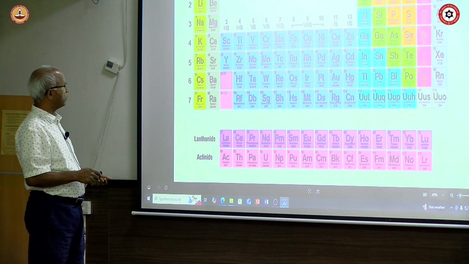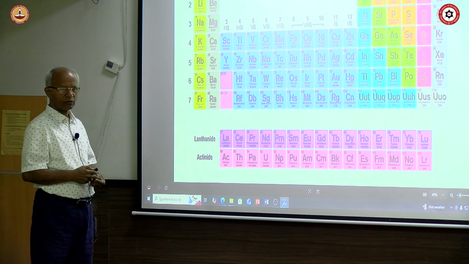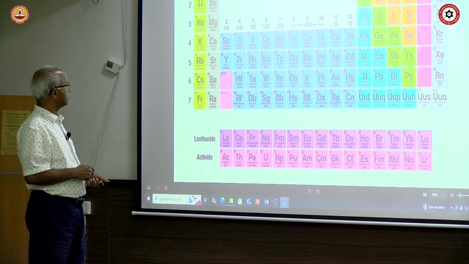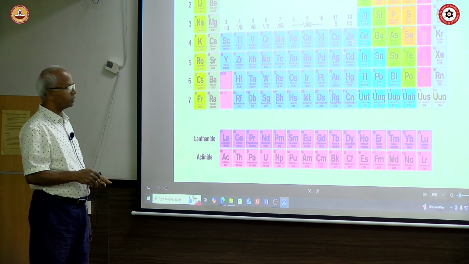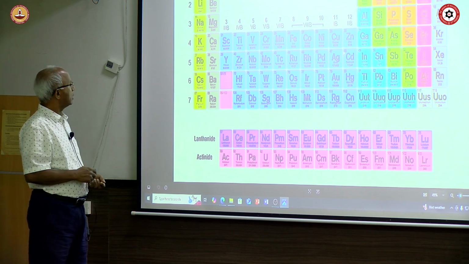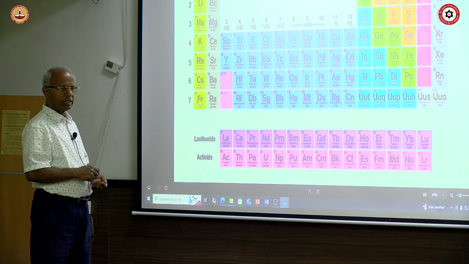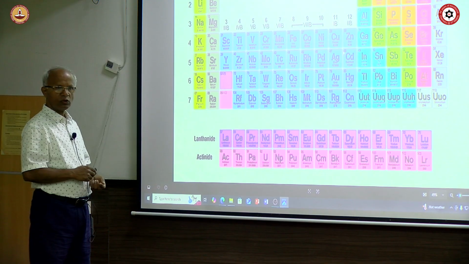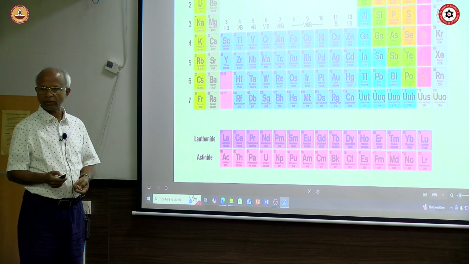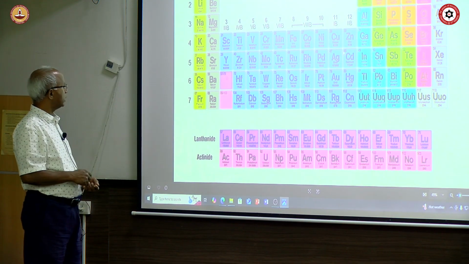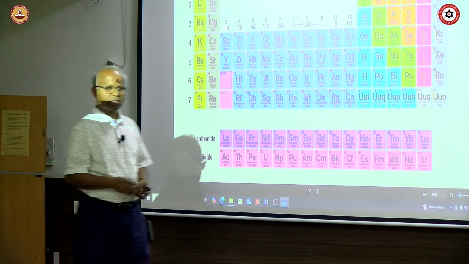If you take scandium all the way to zinc, there are 10 elements, the 3d elements, right? So it starts with 3d1 and goes up to 3d10. 4s2 is also there. So that means 3d1 4s2. So the maximum number of electrons that you can remove from this is 3. Hence these elements generally give the +3 oxidation state.